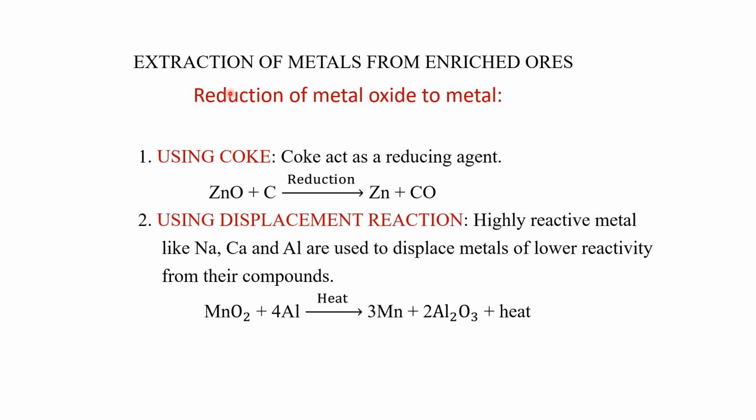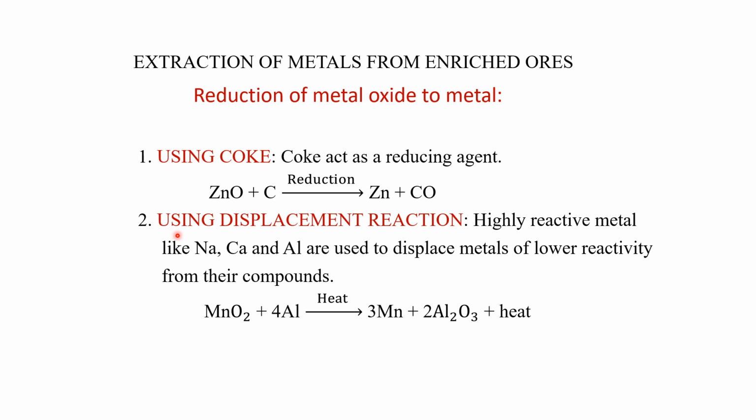Now this method will not stop here. It will move on to the next step, that is reduction of metal oxide to metal. First is by using coke. Coke acts as a reducing agent, so it will reduce zinc oxide, which reacts with the coke and forms zinc, and carbon monoxide will be evolved. This process is known as the reduction process.